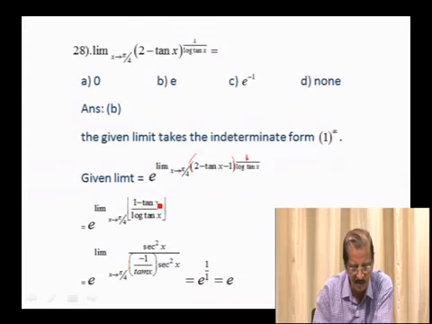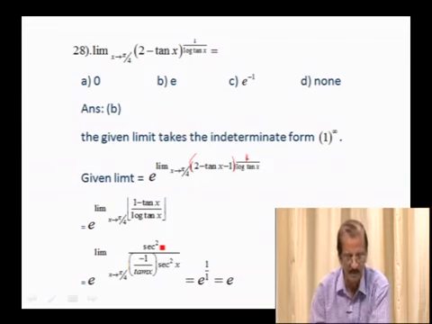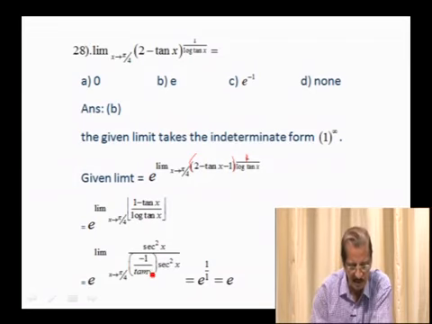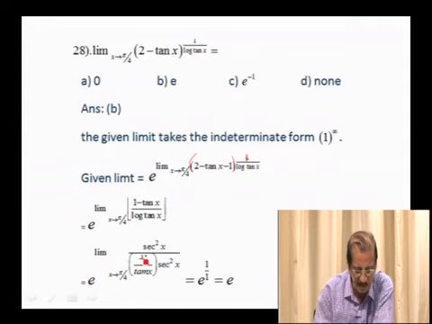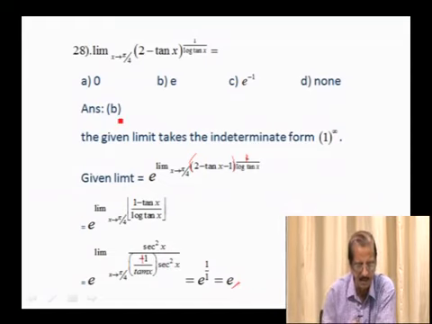Differential of 1 minus tan x is minus secant square x, and differential of log tan x is 1 by tan x into secant square x. So that will be e to the power of 1 by 1, that is e is the answer. Here I make this plus, it is not minus, 1 over tan x into secant square x. So e to the power of 1 by 1, e is the answer. Option B is taken, this one.